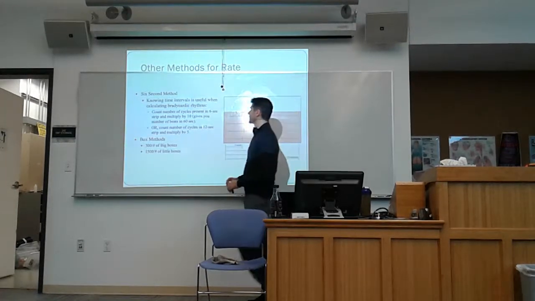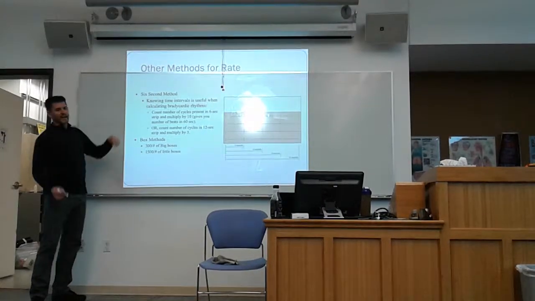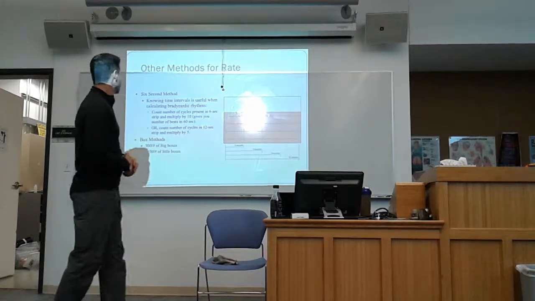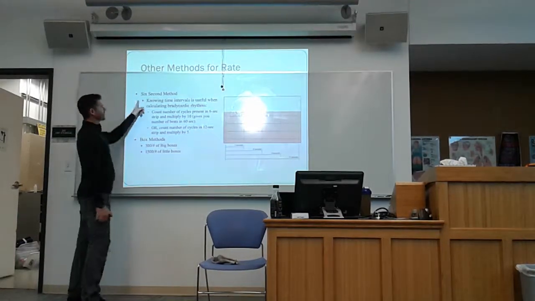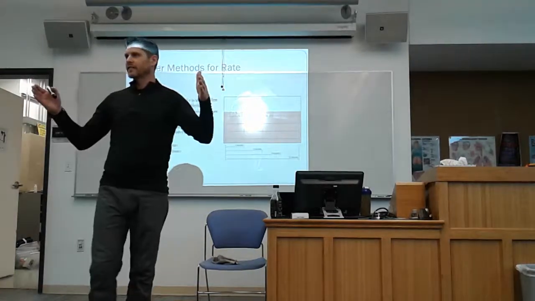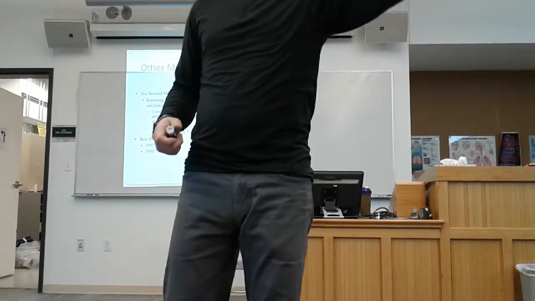Another one would be to do what we call the 6-second method. It is the least accurate of the methods, but it's fine to do as well. In the 6-second method, you count how many cardiac cycles are in 6 seconds. You know 6 seconds because our 6-second strips usually have hash marks at the top, right?